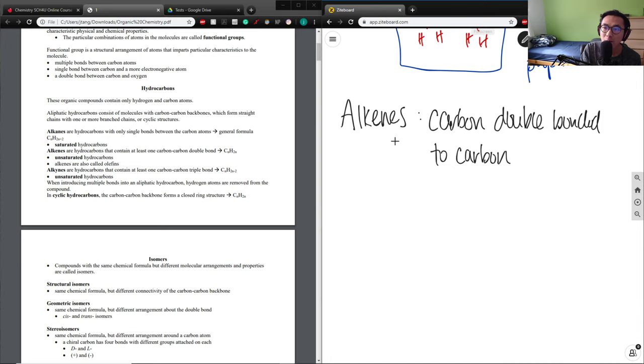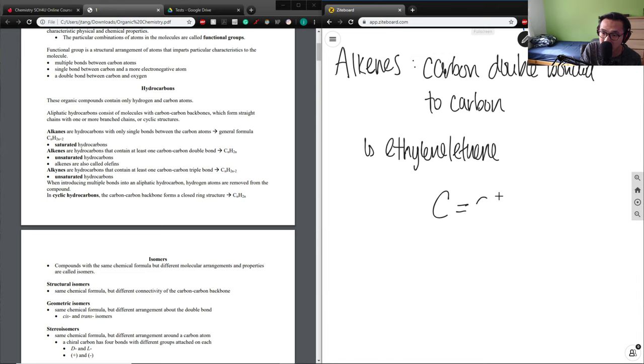And I had an example before. I had ethylene or ethene. Ethene is the IUPAC name. Ethylene is the common name. And I'll draw that out real quick. So this is carbon double bonded to a carbon, and so I have two carbons, because remember F is 2.